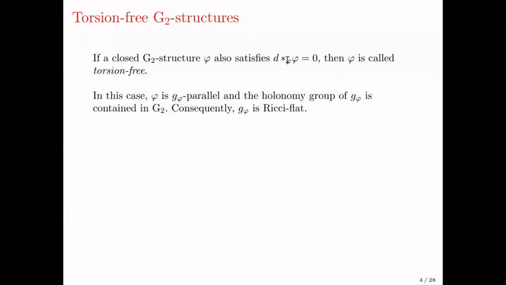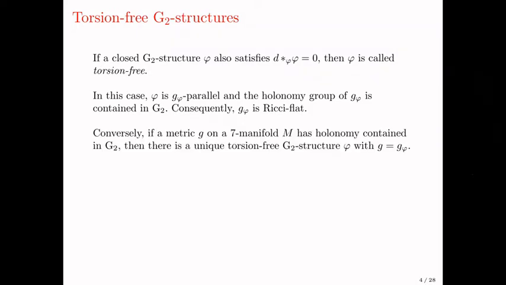In this case, it takes a little bit of work to show, but it's not too bad, it turns out that the 3-form is actually parallel with respect to the Levi-Civita connection of the induced metric. That implies that the holonomy group of the induced metric is contained in the Lie group G2. Then curvature identities that must be satisfied with holonomy contained in G2, for example, imply that g is Ricci flat. Conversely, if I had a metric that has its holonomy group contained in G2, then there's a unique torsion-free G2 structure phi, so that g is equal to the induced metric of phi. So in some sense, metrics with holonomy contained in G2 are equivalent to torsion-free G2 structures.